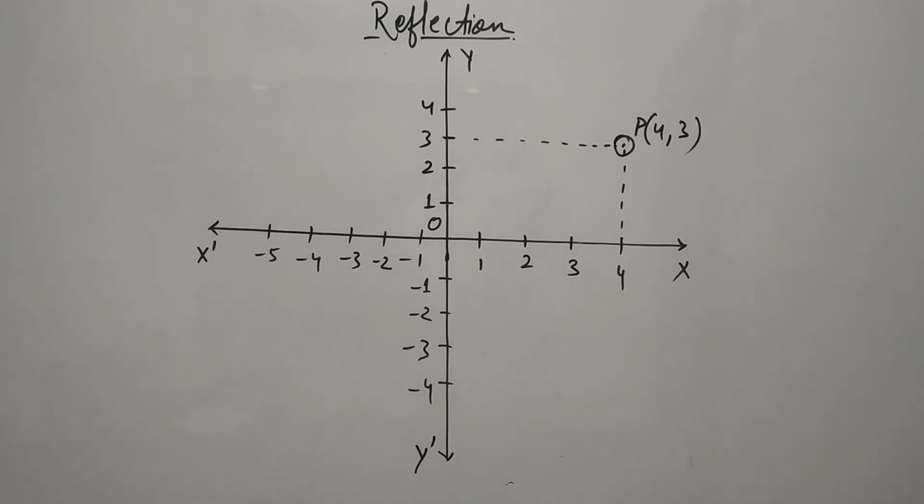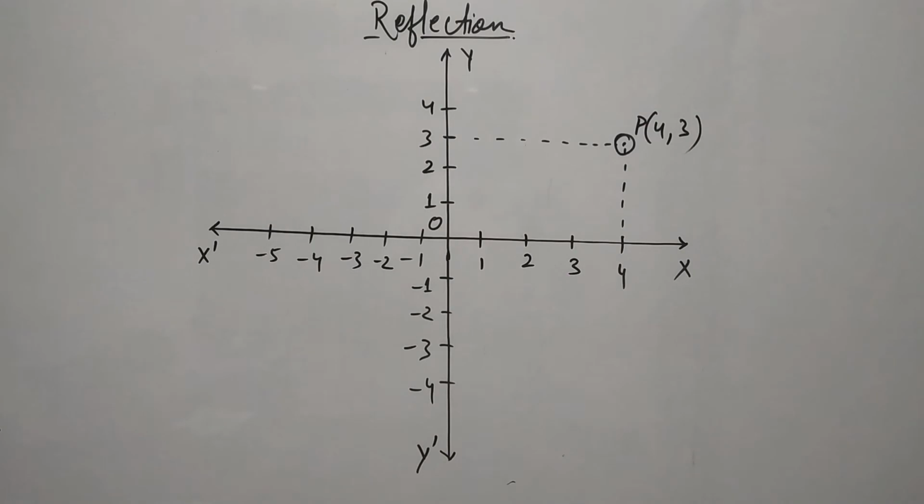In reflection, we are going to find the image of the given point P on either the x-axis or the y-axis. It means the x-axis or the y-axis here will be the reflecting surface on which the image of point P will be formed. And you already know that in physics, the image distance and the object distance always remain the same. The same basic idea will be used here.